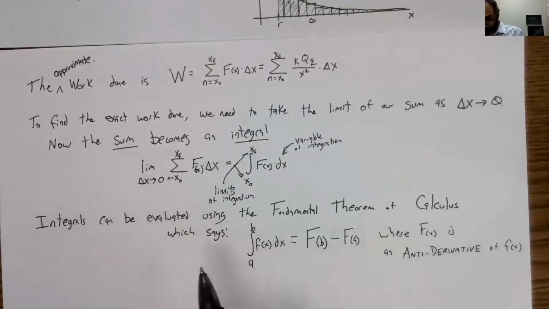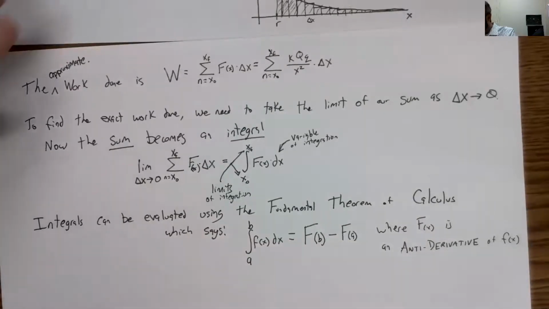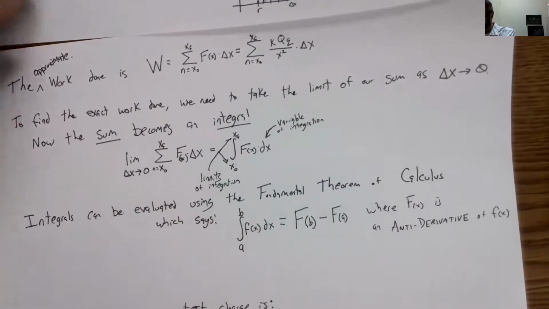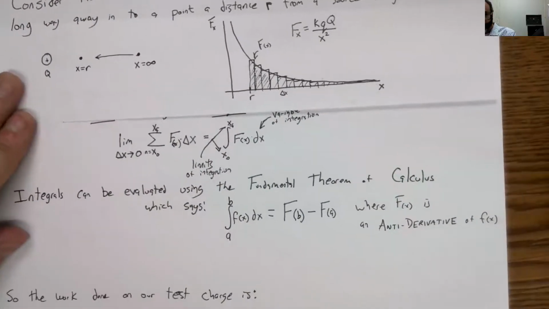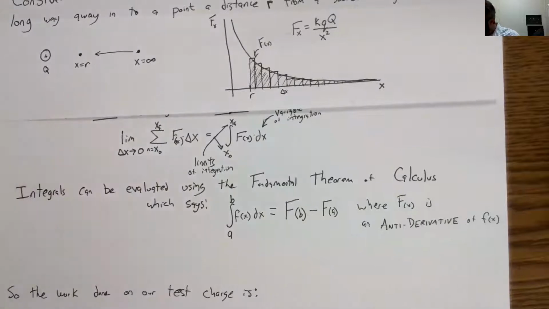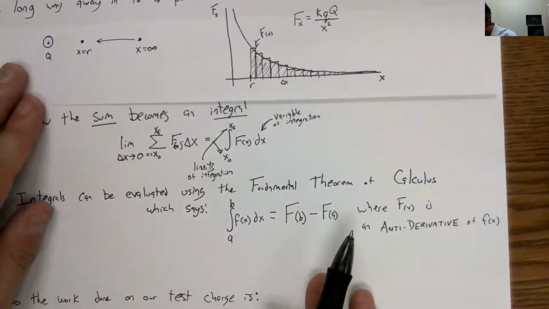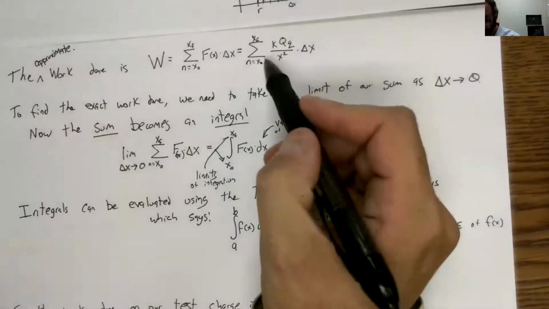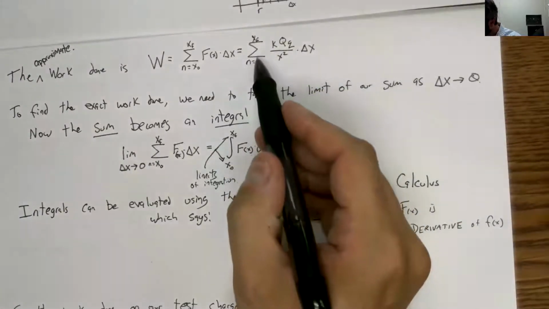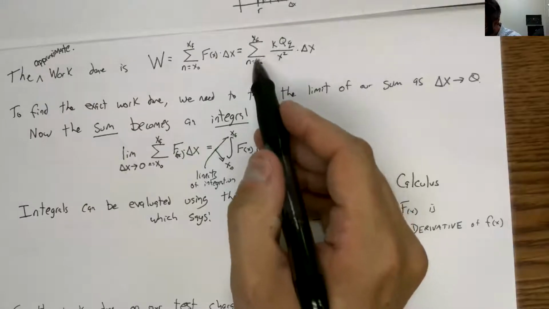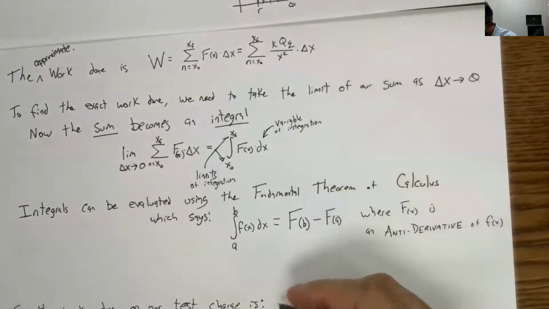But now that we know this fundamental theorem of calculus, we'll do it as an example. We'll find out what that work done on our test charge is. All right, so let's work that out. Let me go back up to this. This is the approximate work done. I want to write this sum now as an integral so that we can get the work done.